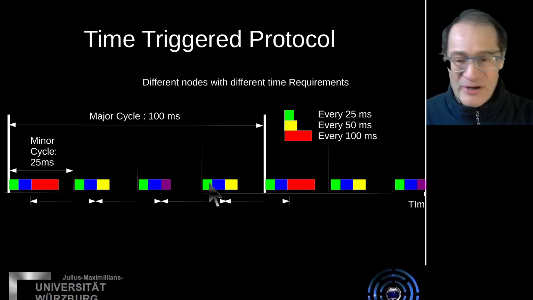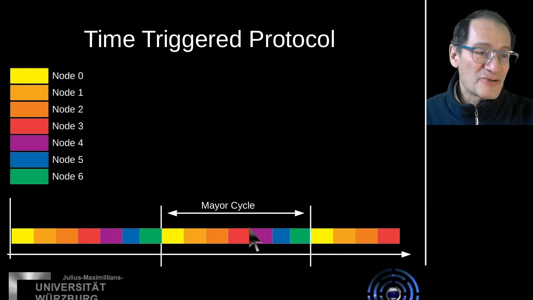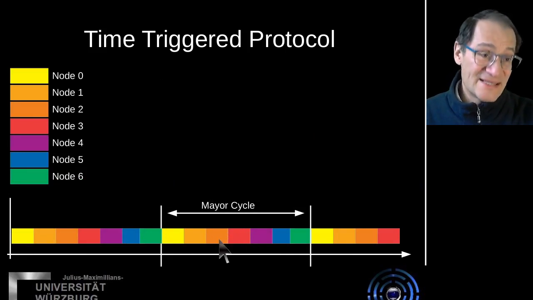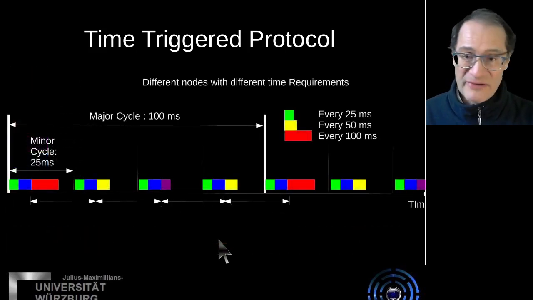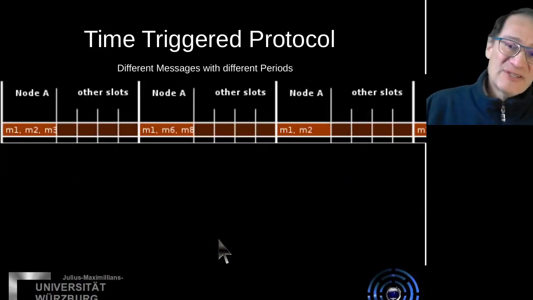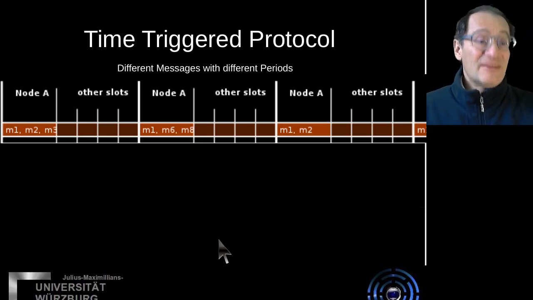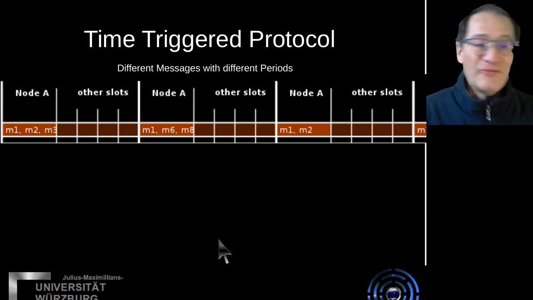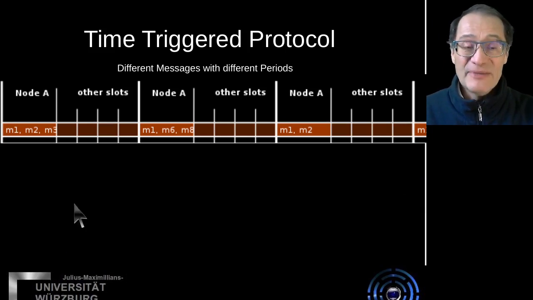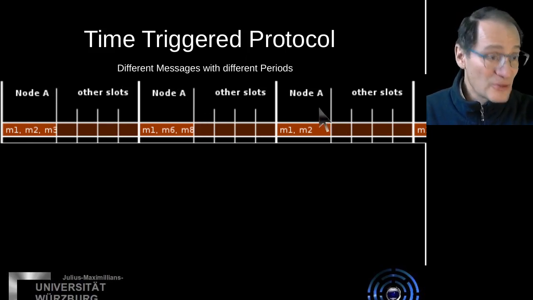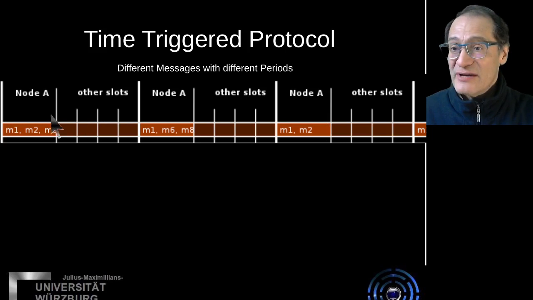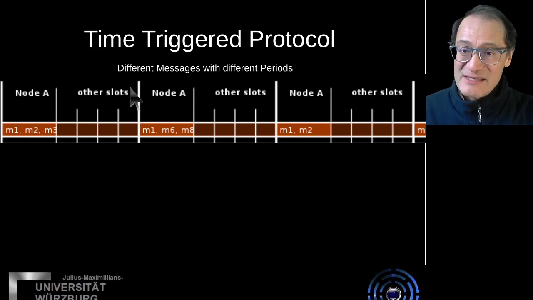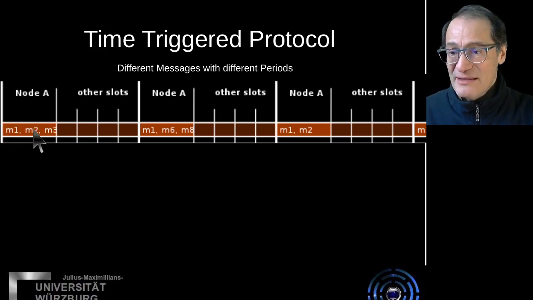Another possibility would be, in one major cycle, to have different slots for every node, but it makes everything more complex and more difficult. We have another possibility. Maybe we have different messages inside each node, and the messages have different frequencies. Each node will get its slot very periodically, but not in every slot do I have to send all messages. For example, when I get my first slot in this period, I send message 1, 2, and 3.